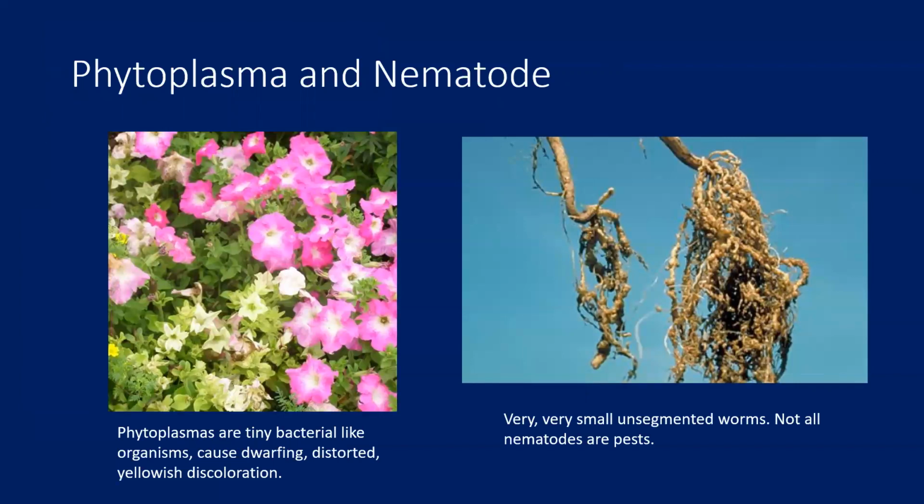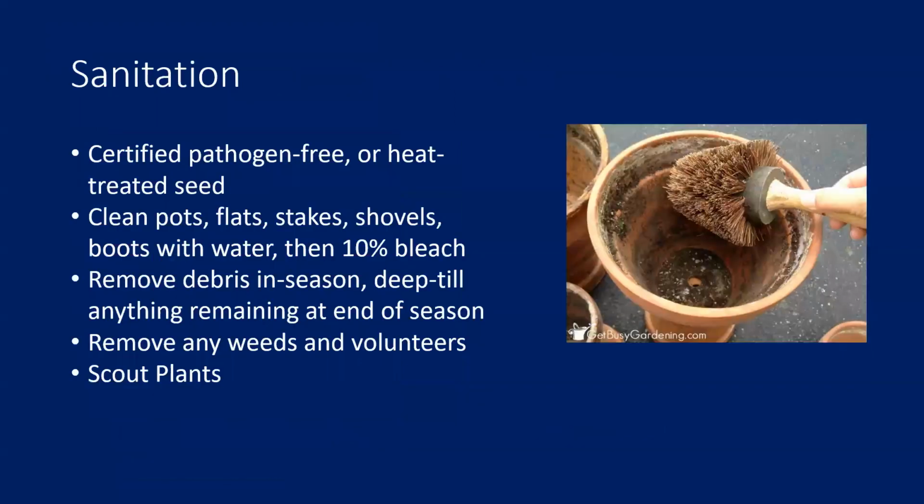So phytoplasma and nematodes, I know I might see a phytoplasma once every couple of years. They cause dwarfing and distortion, and oftentimes a yellow discoloration, very rare. And as far as nematodes, I only know of one person that in my 15 years here has had nematodes here in Madison County. And so I don't think it's really anything to worry about, but just something to mention.